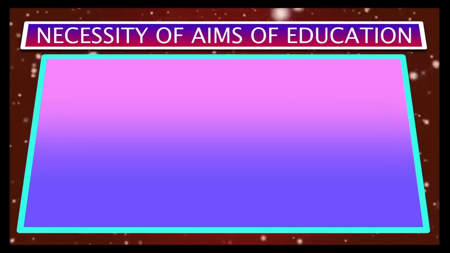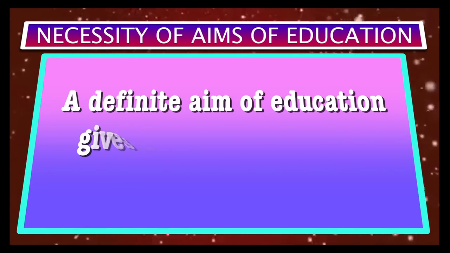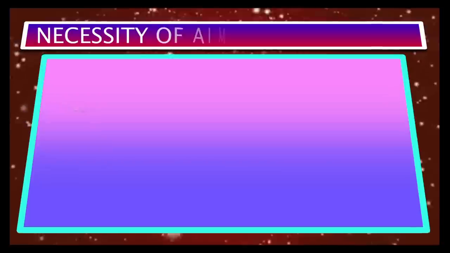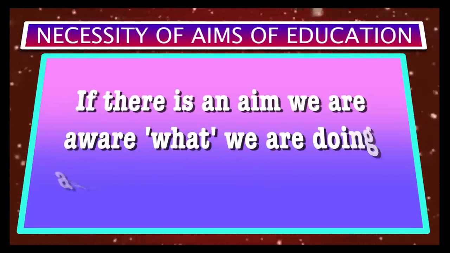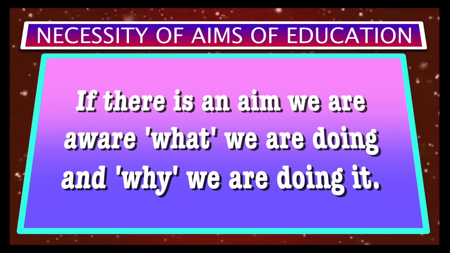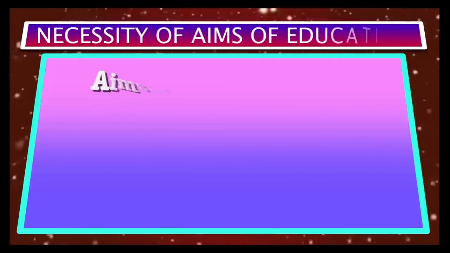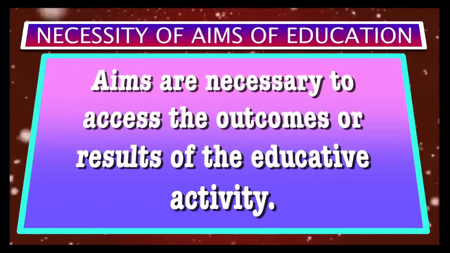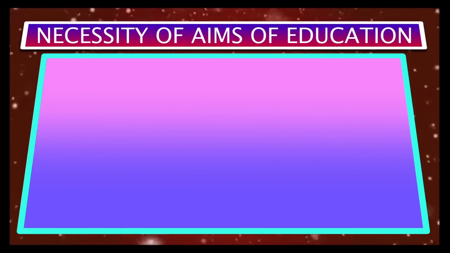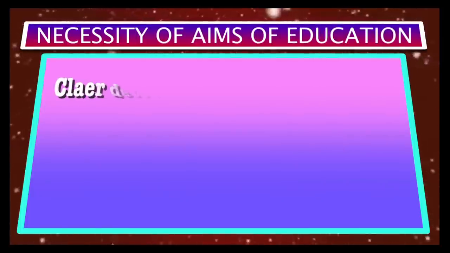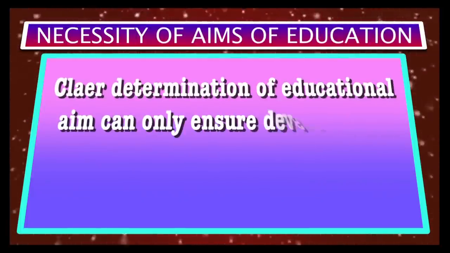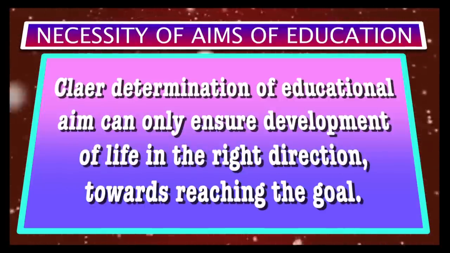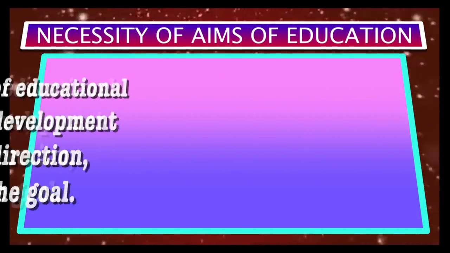Firstly, a definite aim of education gives us direction to act in a definite way. If there is an aim, we are aware of what we are doing and why we are doing it. Aims are necessary to assess the outcomes or results of the educative activity. Again, clear determination of educational aim can only ensure development of life in the right direction towards reaching the goal.